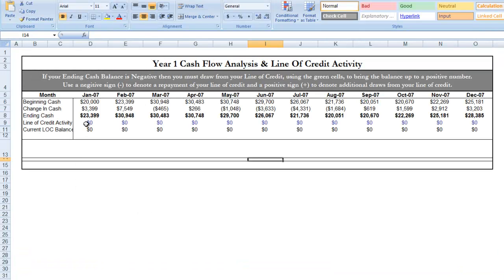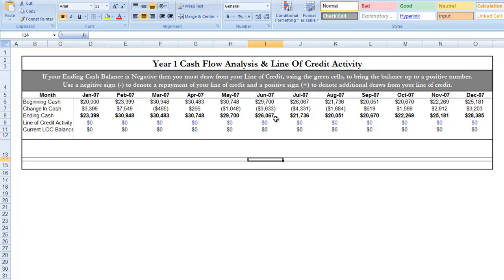The next tab then is the line of credit activity analysis. So you can see that we didn't really need a line of credit because the change in cash when we were over the 20,000 mark was we were making money. When we were under that 20,000 mark, we were losing money. But on the whole, the cash balance didn't go below 0, so we didn't need the line of credit. If this ending cash that's bolded ever goes below 0 on your financial projection, that means that you ran out of money.